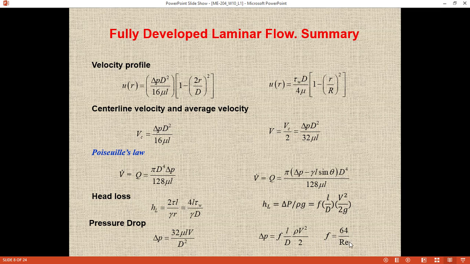We know F is equal to 64 by Reynolds number, so we have replaced F here in the delta P equation, and then finally converted it in terms of the Reynolds number. So F is equal to 64 by Re, which we have previously discussed in detail. This is just a summary.